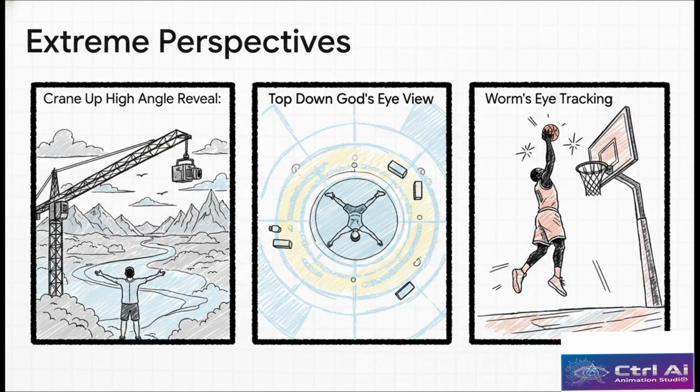Let's talk angles for a second. A crane up high angle reveal is your go-to for establishing shots. You start tight on a character, and then the camera just soars up to show the vastness of their surroundings. A top-down God's eye view gives this feeling of fate or like someone is being watched. And then you have the worm's eye tracking shot, right down on the ground, which makes the world and the characters in it feel absolutely massive and imposing.